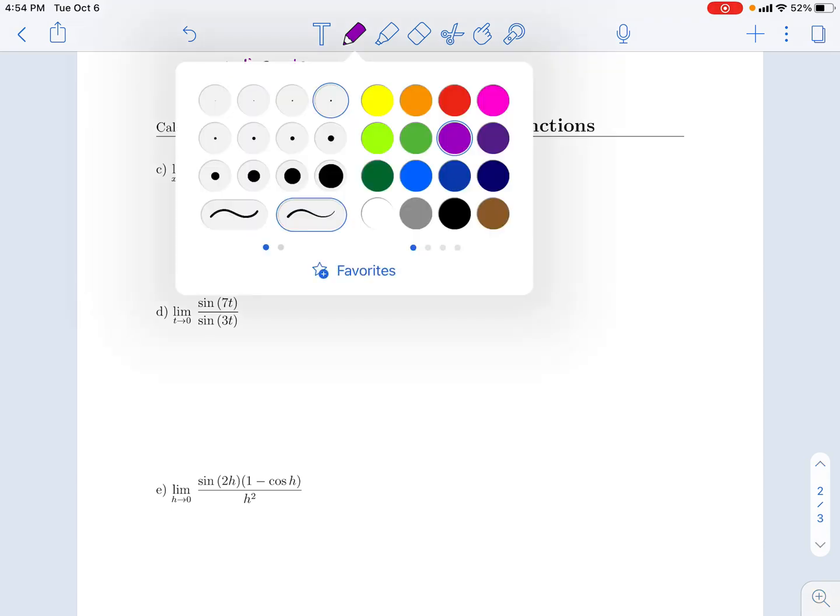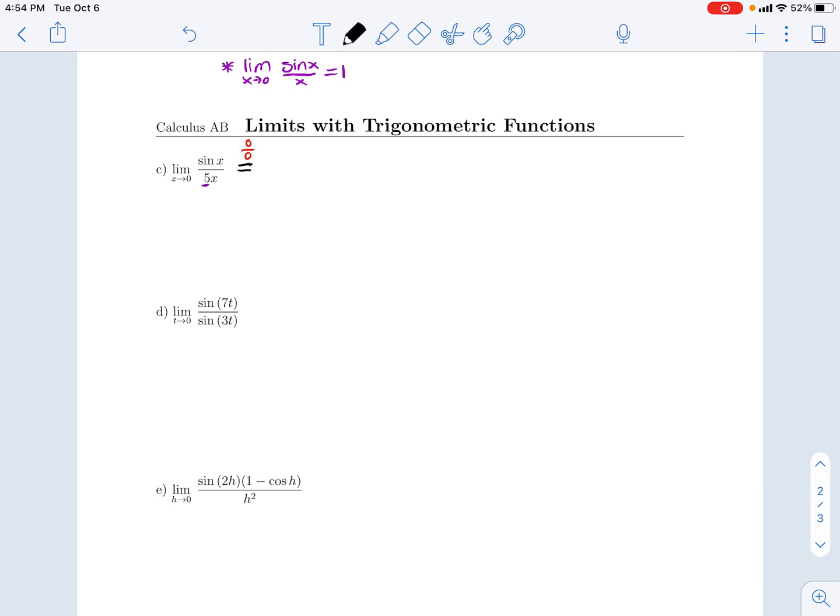Well, here's what's hidden. Because what really is this? Well, this is just the limit as x approaches 0 of 1/5 times sine of x over x. And I hope we agree, right? Because if we multiply across, 1 times sine of x is just sine of x, and 5 times x is 5x. Okay, and so now what can we do?